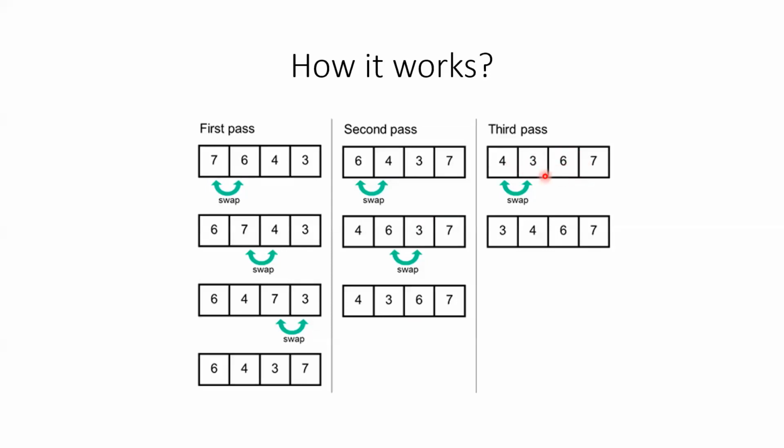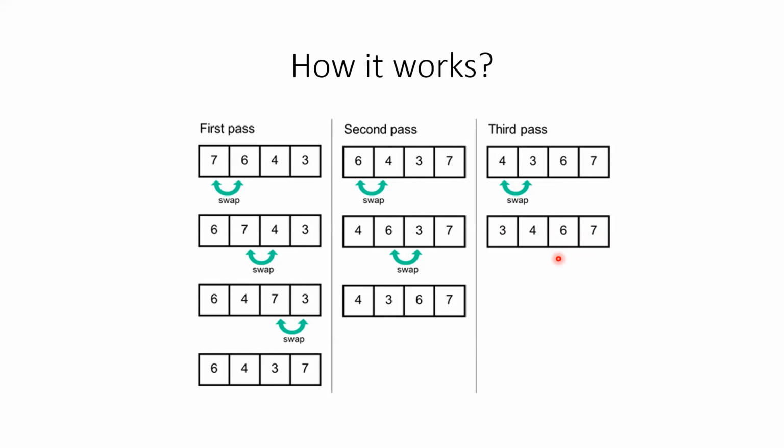4, 3, 6, 7, compare. They are not in order. Swap: 3, 4, 6, 7. Here you need not compare 4 and 6 because you know 6 has already been placed. So you can do it until 3 and 4, meaning only one swap, and the remaining ones, leave them. You need not compare whether it is 4, 6 or 6, 7.